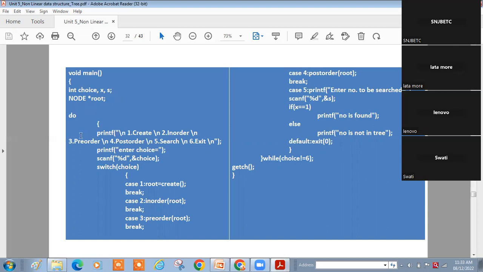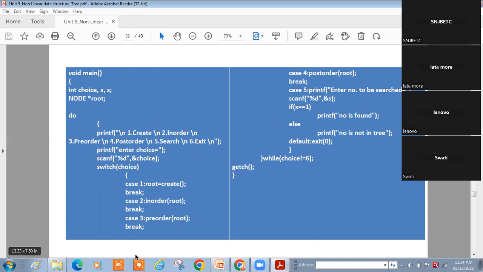Then what I am doing initially, I have to create the first node. So that's why I have written node star root. Now I have to decide which particular operation to perform: create, in-order, pre-order, post-order, search, or if not any, then press 6, that is for exit. Now you enter the choice, you scan it, then accordingly you will move to that particular function.